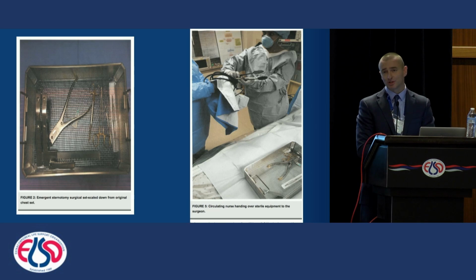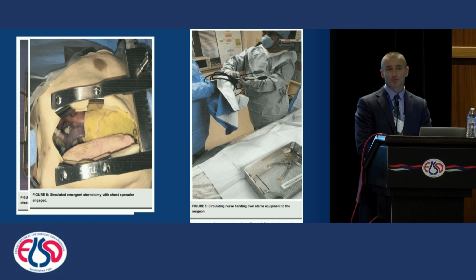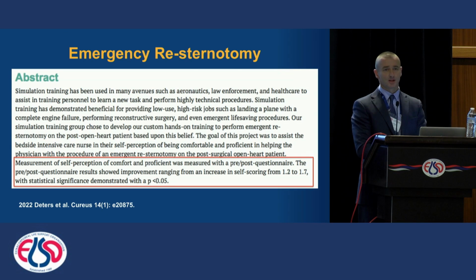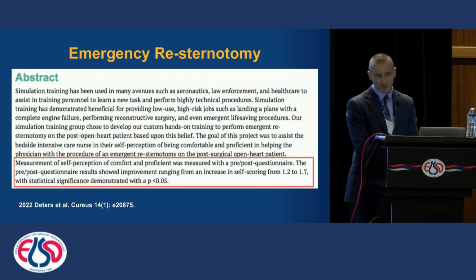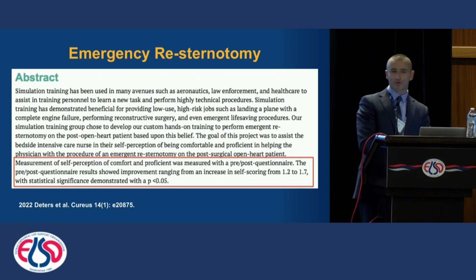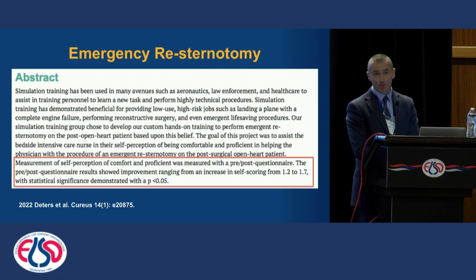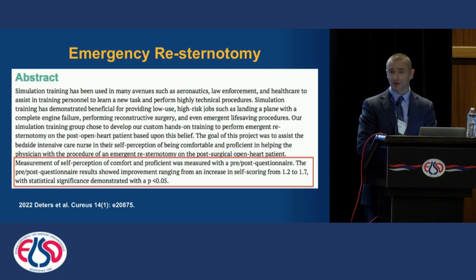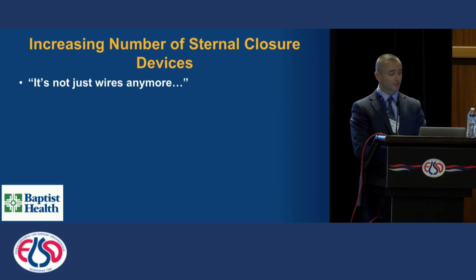They trained the ICU staff how to hand off equipment in a sterile fashion. They provided a model of a human chest, and subsequently taught people how to defibrillate directly and how to do direct cardiac massage. The measurement of the success of the training was comfort and self-perception of ICU staff in terms of proficiency in performing emergent resternotomy. The only question is, does it really translate into clinical scenarios, and does it ultimately improve patient survival?